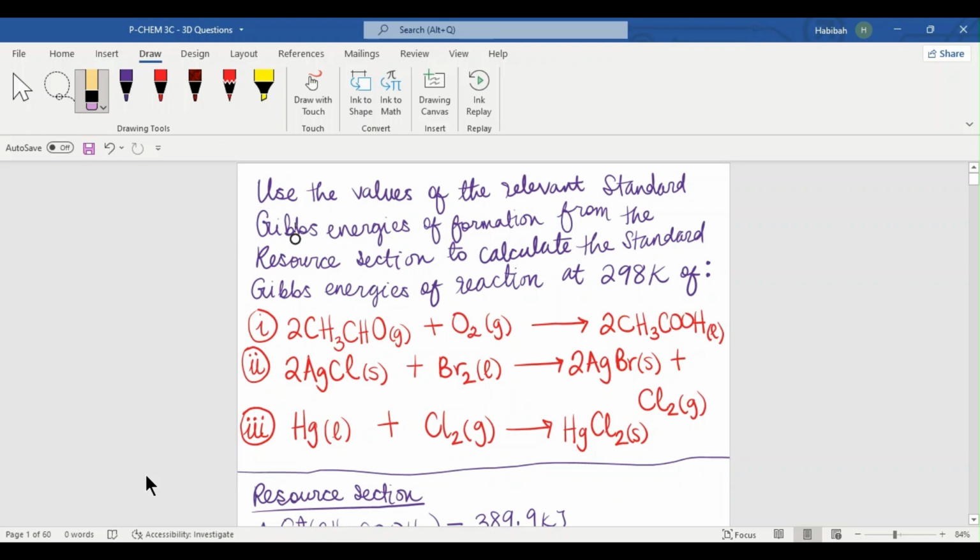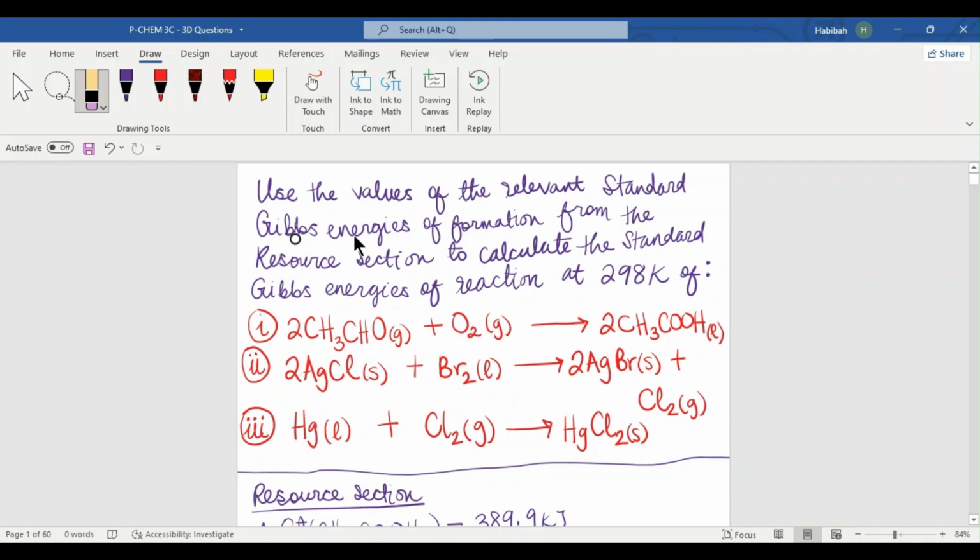Salam and welcome everyone. Today we're going to be working on the question on the screen that says: use the values of the relevant standard Gibbs energies of formation from the resource section to calculate the standard Gibbs energies of reaction at 298 Kelvin of the following reactions. You have the first reaction, the second reaction, and the third reaction.